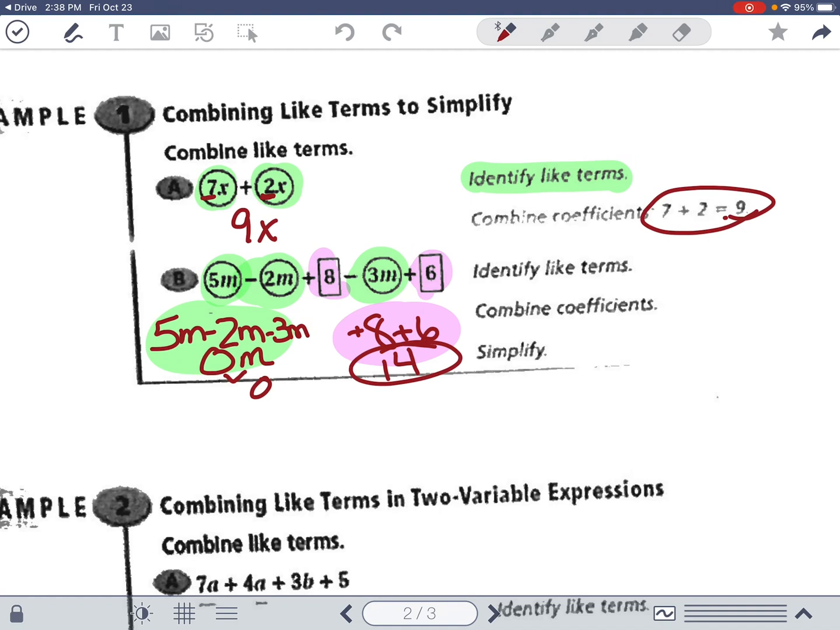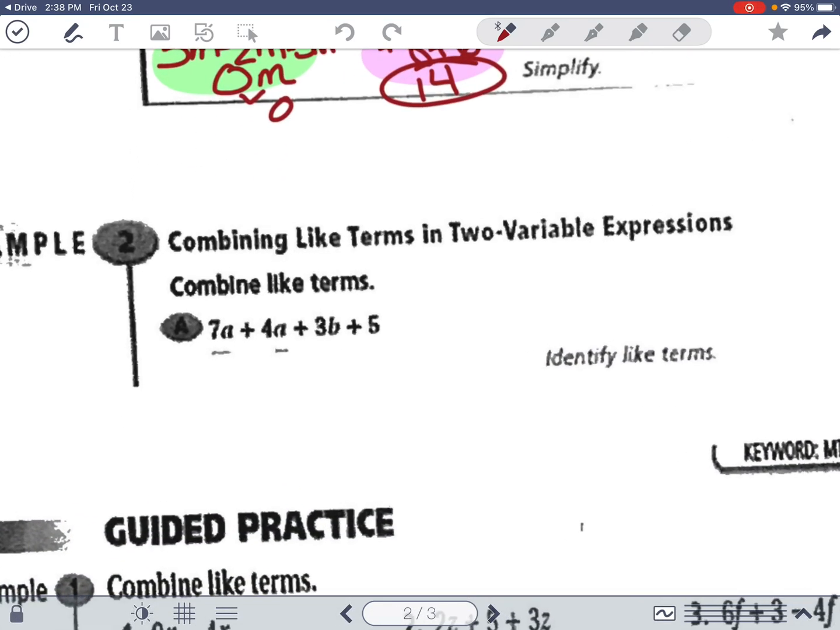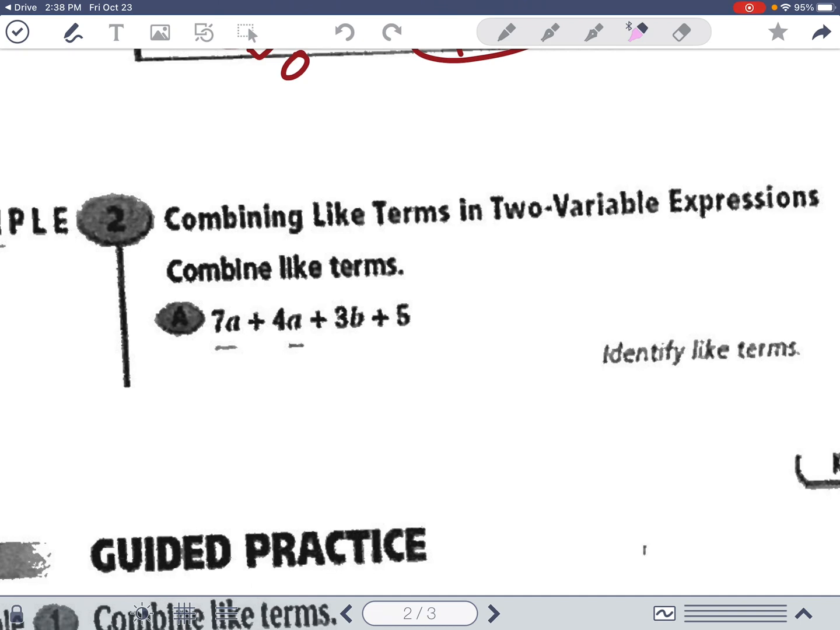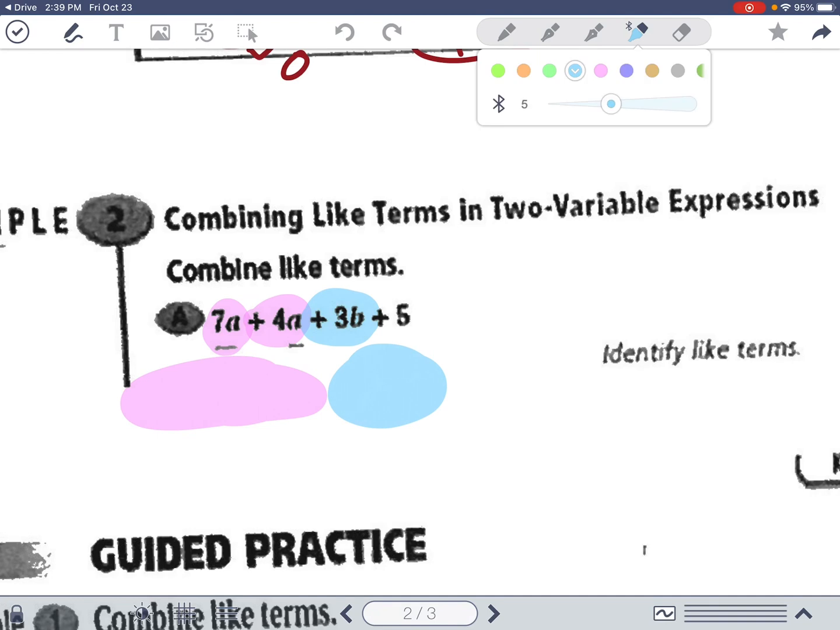So the final answer is 14. The next one, we're going to combine like terms with 2 different variables. So start to the left. We identify 7a. Now we're looking for any other a's. As we go to the right, I see positive 4a. Nothing else has an a attached. So here's my a bubble. Then I'm going to pick another color, and I'm going to start with 3B. Go to the right. There's no other B's. Pick another color. Plus 5. That's called a constant. It's just an integer, okay, a real number.